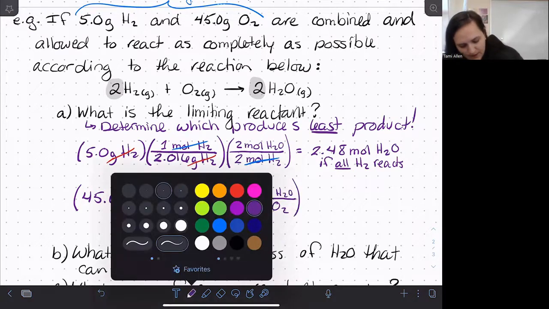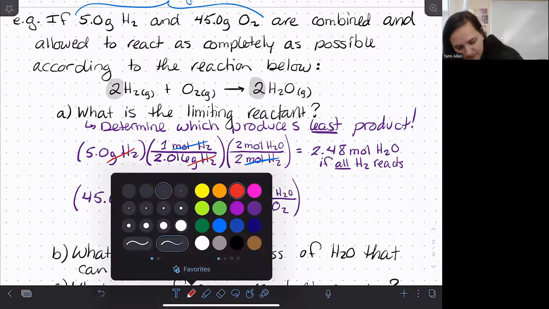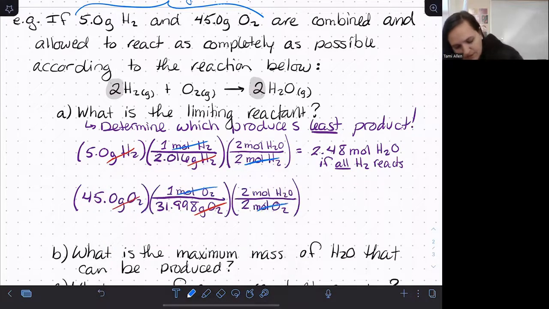So once again, checking on our units to make sure everything is set up properly. We have grams O2 on the top and grams O2 on the bottom that will cancel. We have moles O2 on the top, moles O2 on the bottom that will cancel, leaving us in moles of water, which is exactly where we wanted to be. So we find that 2.81 moles of H2O would be produced if all of the O2 reacts.